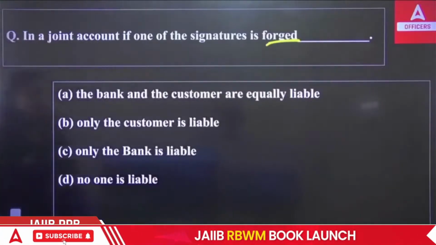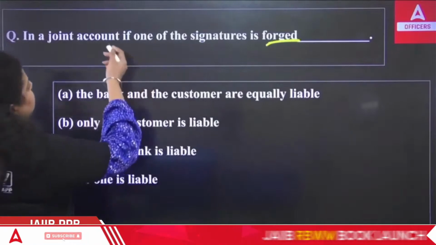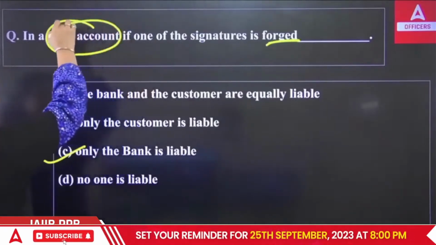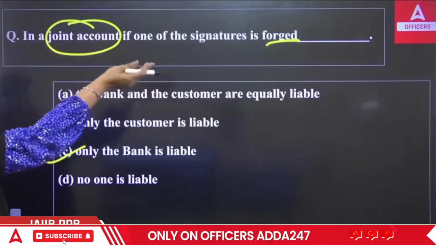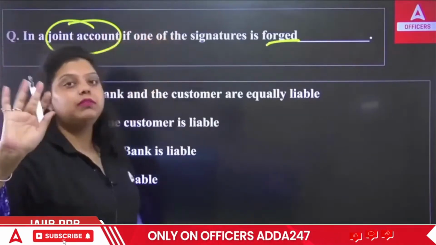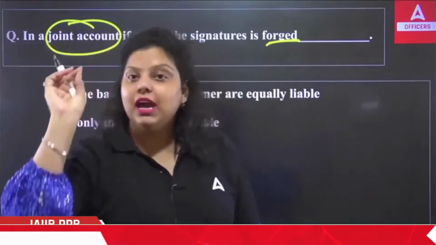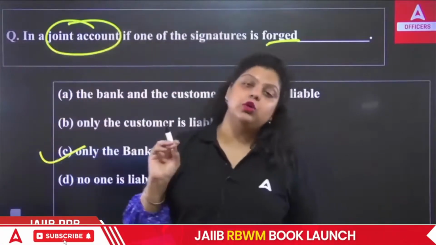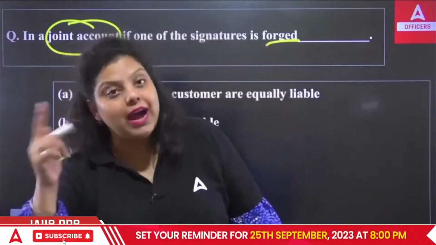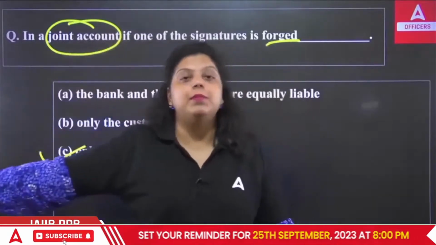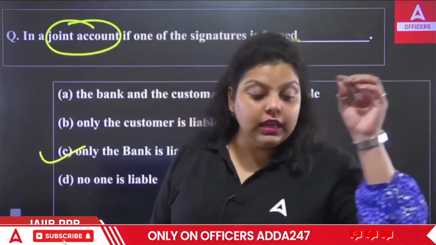In that situation, the bank is liable, because they are the primary customer of your bank. So if their signature is forged, it means their signature is available with you. They opened the account, they have given you the KYC, they have given you the official valid document, they have given you their signature. So you had their signature, still the forgery happened in their account, in their signature.